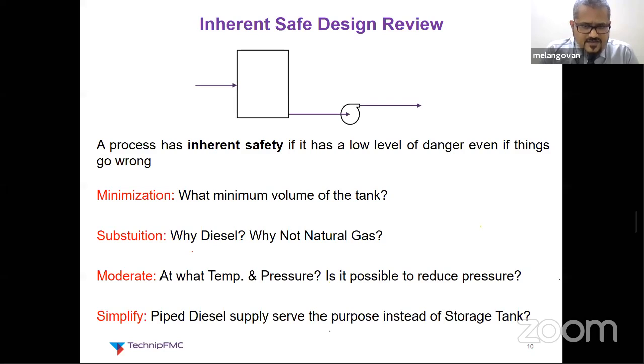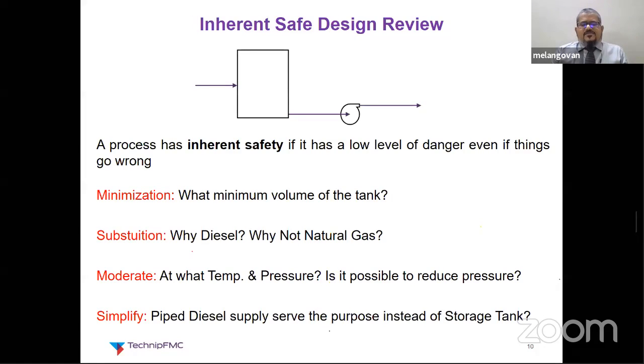Simplify. Again, why do we need this tank and the pump? Why don't we use a distributed pipeline from the source itself? Or are we able to eliminate the storage tank or the pump? Is it possible? Because unwantedly we are storing the flammable, not flammable, combustible material in the bulk storage tank. Are we able to eliminate this? So this is the way a typical ISD workshop will progress.